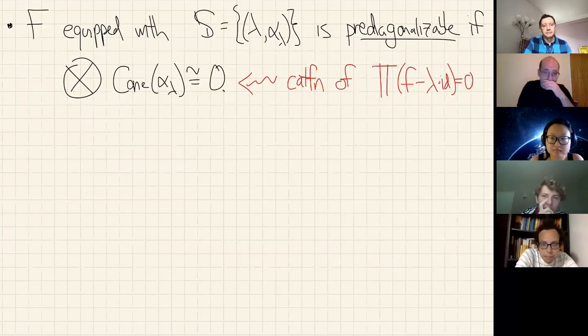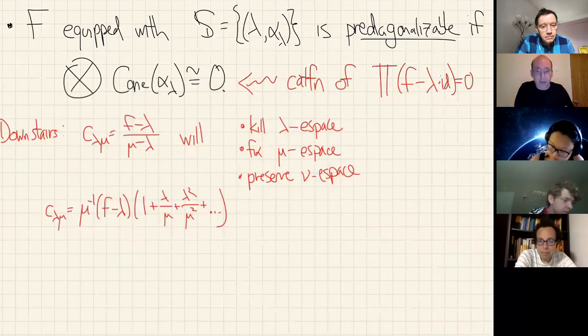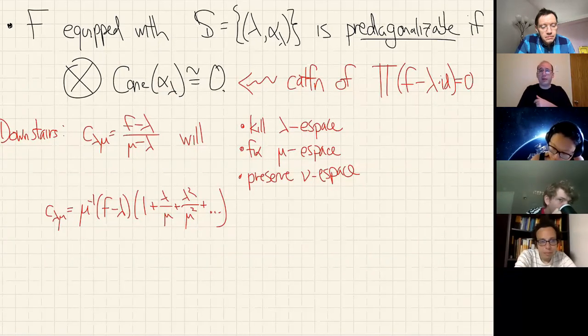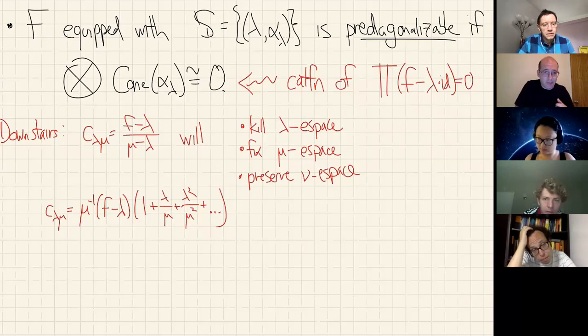This is an example of a pre-diagonalizable operator. So we have a bunch of cones, and if you take the tensor product of the cones, you get zero. We just saw that in the example, and that categorifies this polynomial vanishing. So now we want to construct these projection maps. We want to prove the theorem to say that if you're pre-diagonalizable, then in fact you're diagonalizable. You split, in some sense, into eigencategories.